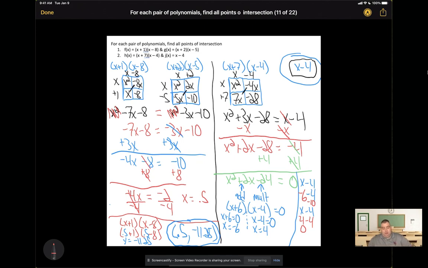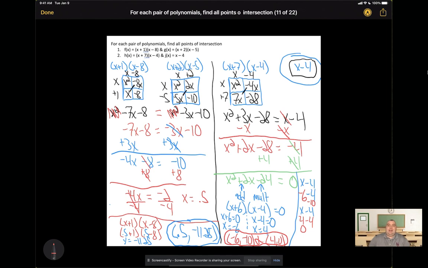So my 2 points of intersection, my first x value was negative 6. And what was the y value that went with that? Negative 6 minus 4 was negative 10. So negative 6, negative 10 is my first point of intersection. And my second point, my second x value was 4, and the y value that went with that was 0. So I have negative 6, negative 10, and 4, 0.